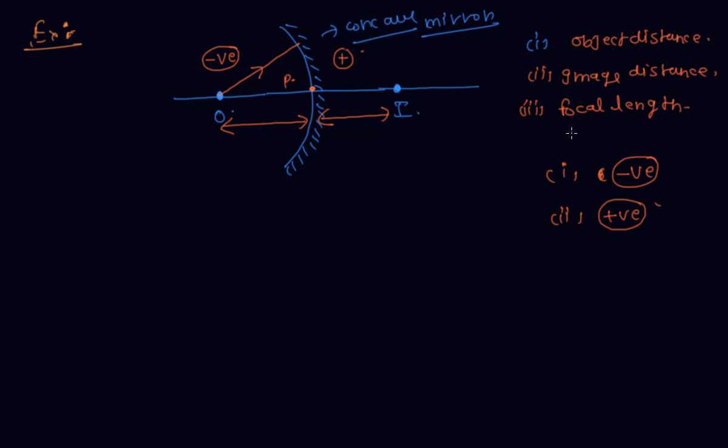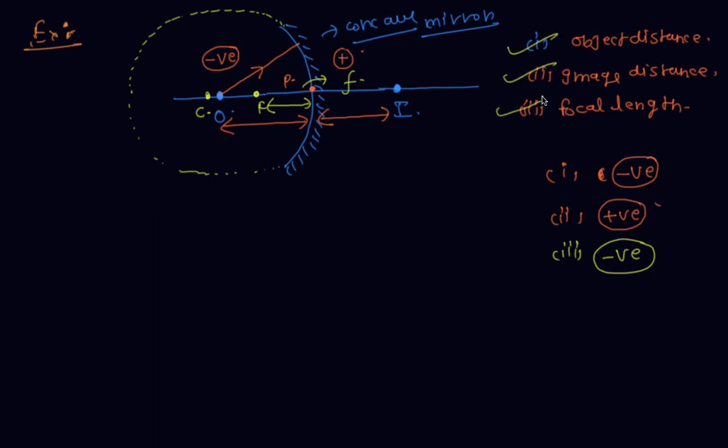Now the third question: what is the sign of the focal length? If I form a complete sphere from this concave mirror, this is the center of curvature and this is the focus point, and the distance between the focus and the pole is called the focal length. You observe that the focal length is also measured in the negative direction. So the answer to the third question is that the sign of the focal length is negative for any concave mirror. So I found these three answers using sign convention for a spherical mirror. I hope you understand the sign convention for any spherical mirror, how to use it, and that you are familiar with the terminology of spherical mirrors.